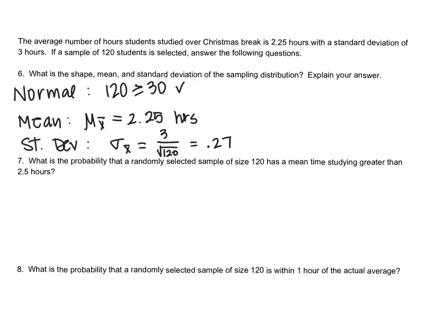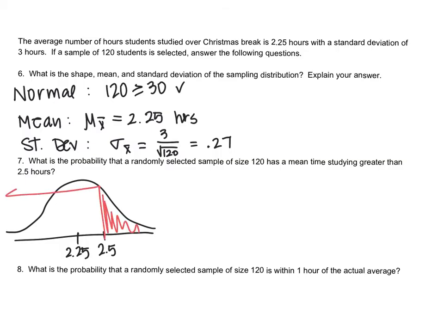So we can now use the mean and standard deviation to find some probabilities. So we want the probability that a randomly selected sample size of 120 has a mean time studying greater than 2.5 hours. So I'm going to draw the distribution. So our mean is 2.25, and 2.5 is above that. And we want the area above.